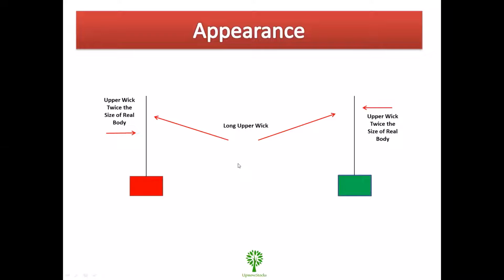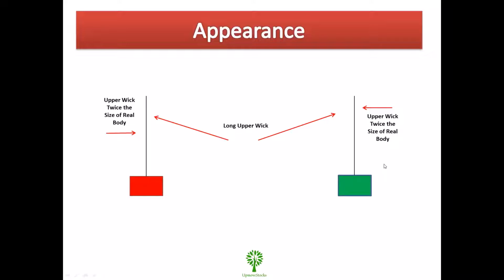So if you see a candle like this on the chart of any stock or index, you need to make sure that the upper wick is at least twice the size of the real body. If it is only 1 or 1.5 times the size of the real body, then you cannot classify it as a shooting star candle. And if you classify it as a shooting star candle, you may take a wrong trade. So it is advisable that you properly do the calculations and make sure that the upper wick is at least 2 times the size of the real body of the candle. Real body is this area.